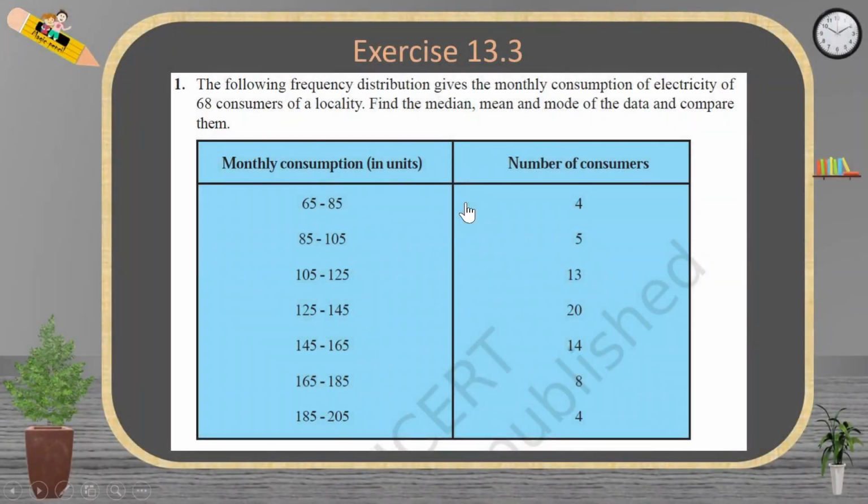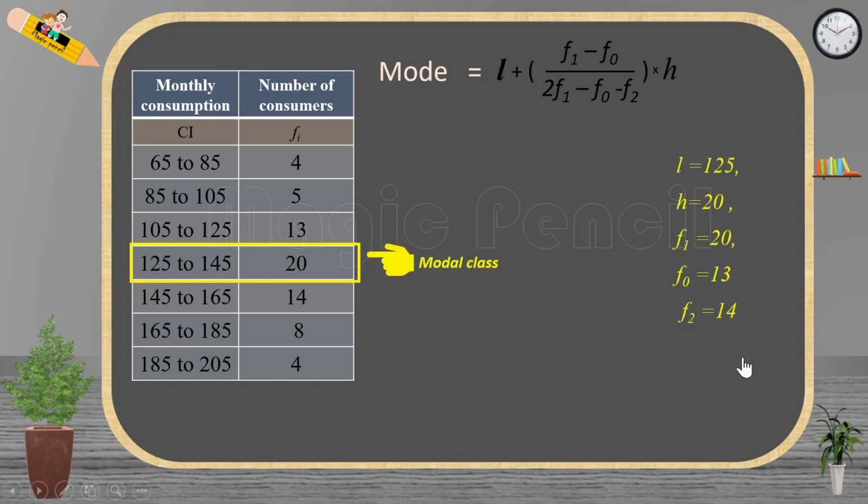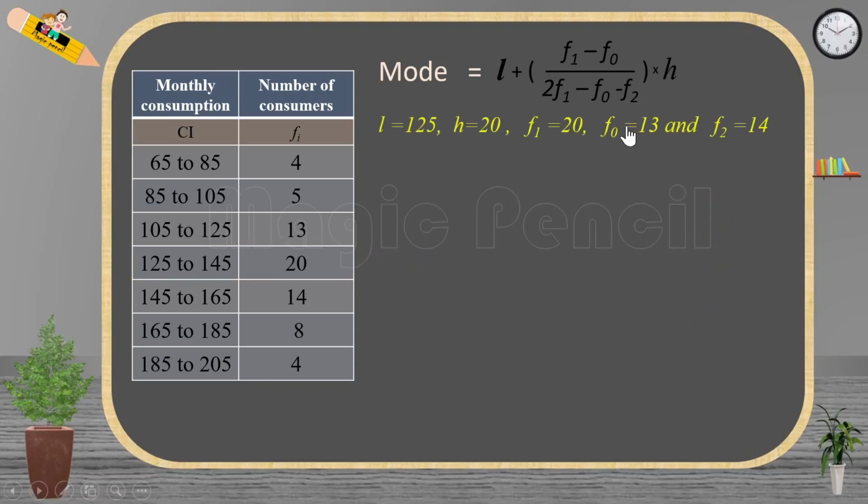Now we will start the calculation of mode for this given data. Here we have arranged the given data as shown on the screen, and you already know how to calculate mode because in our previous videos, especially exercise 13.2, we have discussed so many problems. So this is the modal class, and these are the values which we are going to substitute in the formula to calculate mode. Let us substitute these values in the formula and simplify.